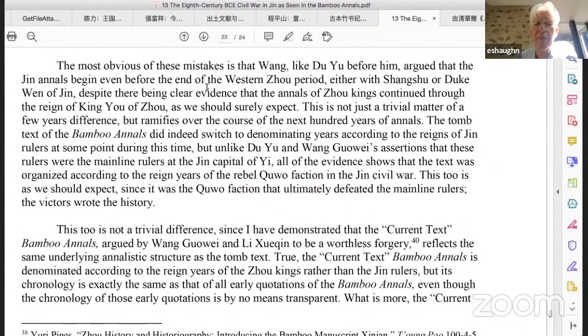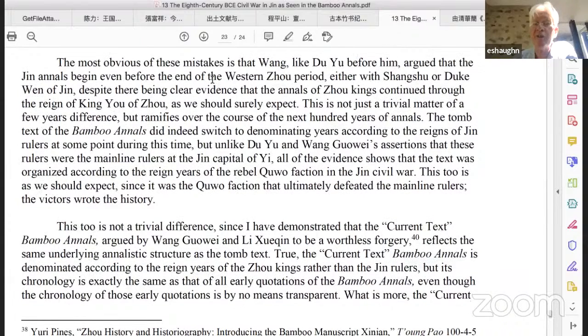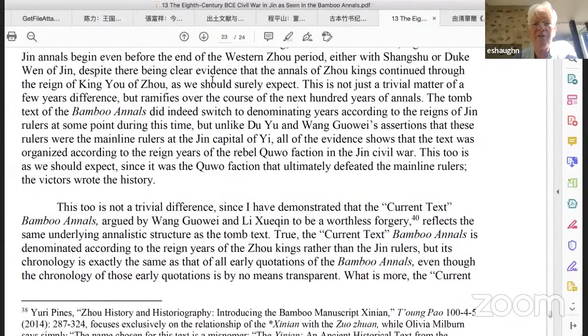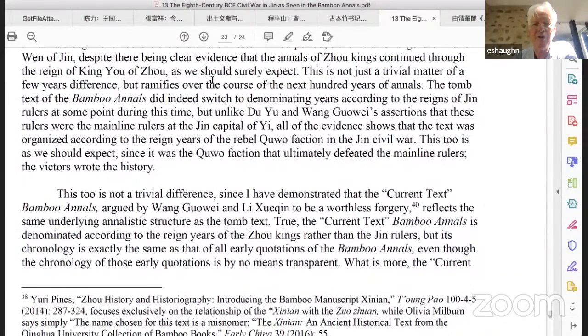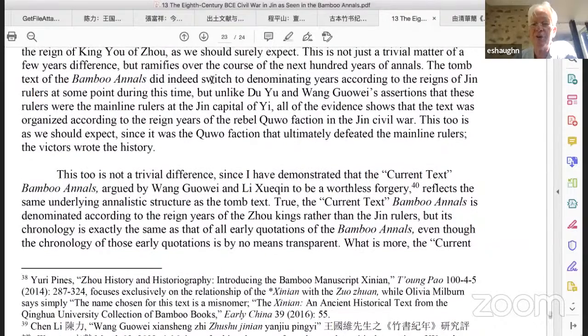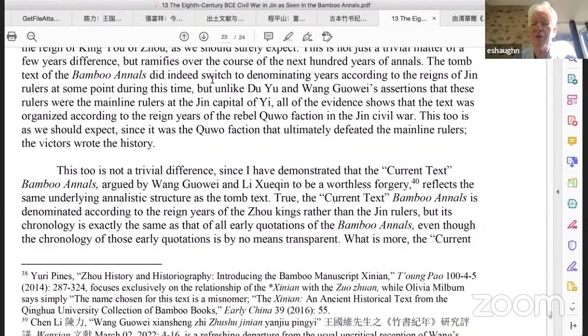even though some of his basic claims can readily be shown to be wrong. The most obvious of these mistakes is that Wang, like Du before him, argued that the Jin annals begin even before the end of the Western Zhou period, either with Shangshu or Duke Wen of Jin, or Lord Wen of Jin, despite there being clear evidence that the annals of the Zhou kings continued through the reign of King You, as we should surely expect. This is not just a trivial matter of a few years' difference, but ramifies over the course of the next 100 years of annals. The tomb text of the Bamboo Annals did indeed switch to denominating years according to the reigns of the Jin rulers at some point during this time.